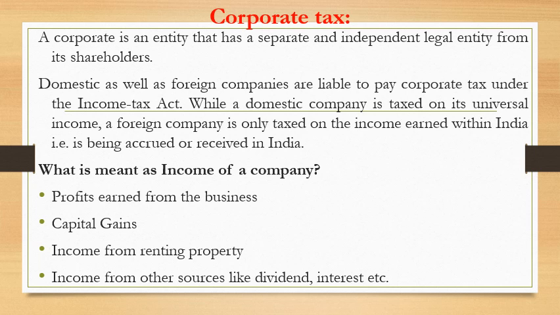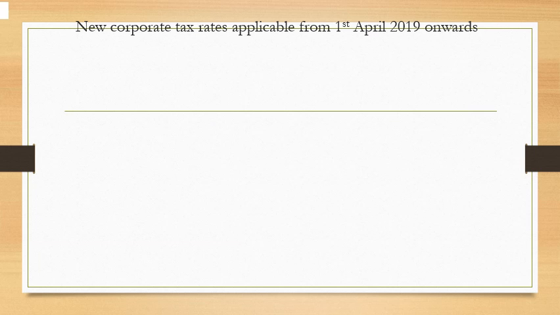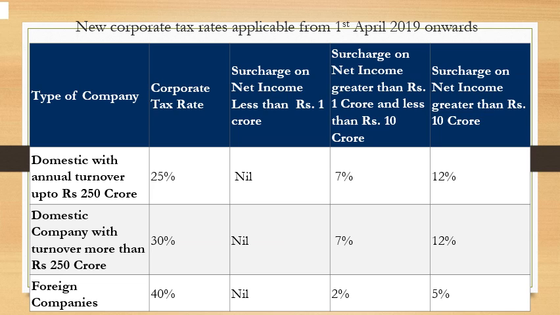Okay, and how much tax do they pay then? This is the tax rate. Domestic company with annual turnover up to 250 crores, the corporate tax rate is 25%. Surcharge on net income less than 1 crore is nil. If the net income is more than 1 crore up to 10 crores, it is 7%. If it is more than 10 crores: net income means the income that they get after paying the tax. That is the final amount that is deducted from the gross income, after interest, dividends, and finally they pay the tax.